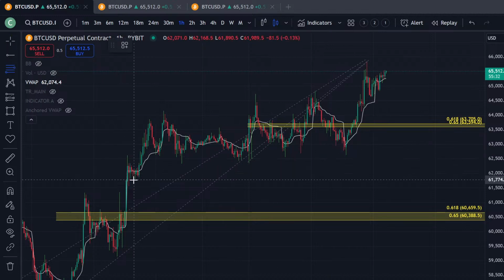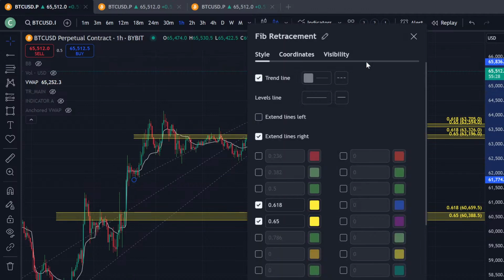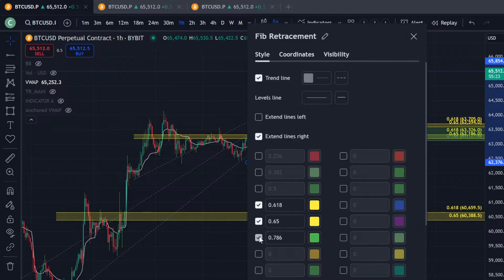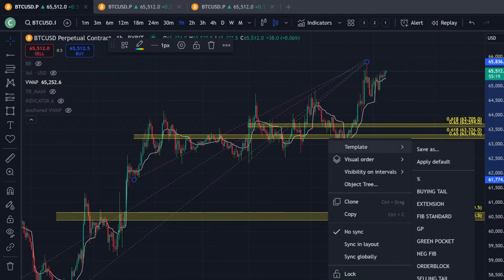So also same, we drew it here to the top. It's basically so close, and I see that it's in the 0.786 for this one. So basically this fib is not important.